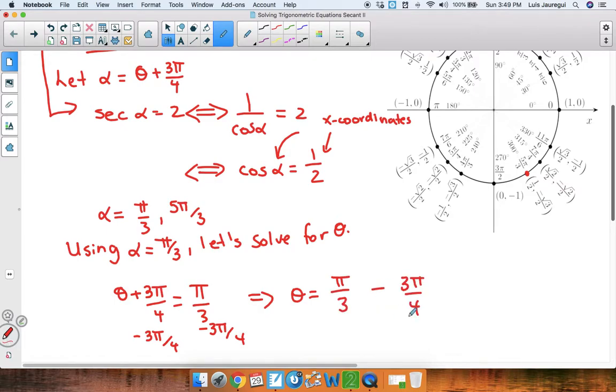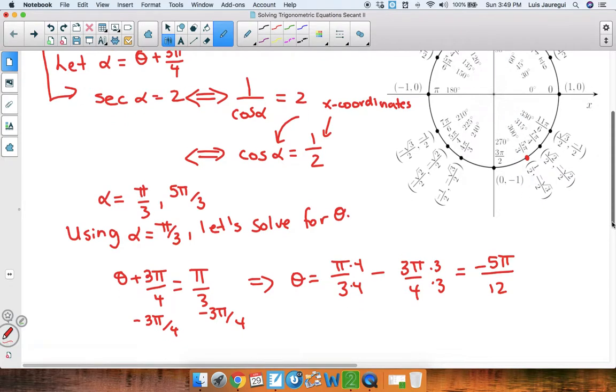Now, we need the common denominator. The least common denominator here will be 12. So let's multiply this one by 4 over 4 and this expression by 3 over 3. So we get 4 pi minus 9 pi becomes negative 5 pi, all of it over 12. Clearly, this is an angle that is not on the given interval from 0 to 2 pi.